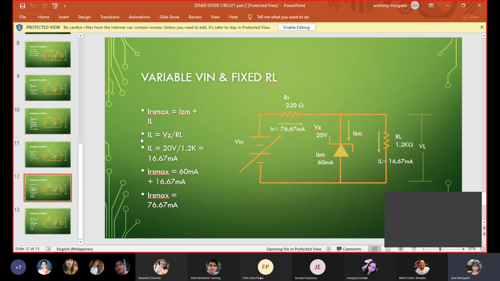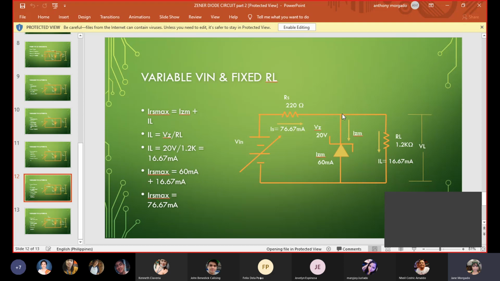Okay, so we have current using Ohm's law pa rin. V over R, so 20 over 1.2K is equal to 16.67 milliampere. So, kung may 16.67 milliampere ka, may 60 milliampere ka, so therefore, the total, the maximum current flowing through RS would be equal to 76.67 milliampere. Okay? Question? Question?